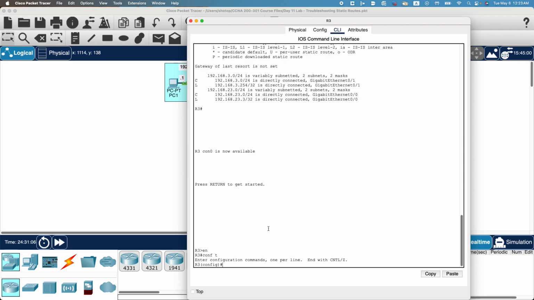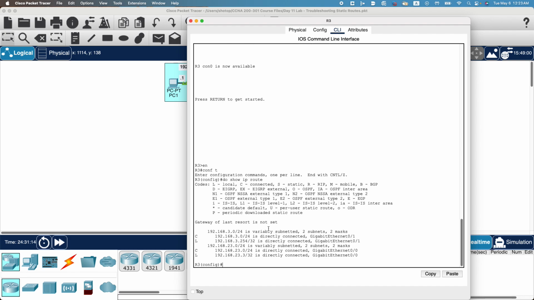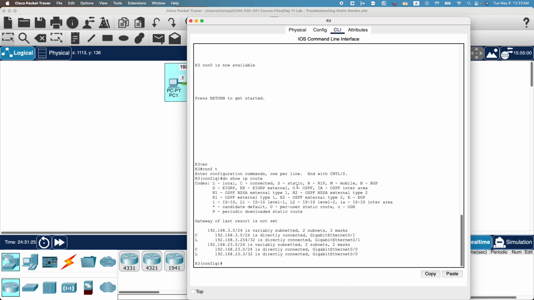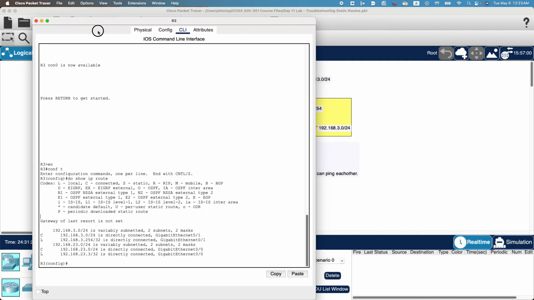I'd like to actually do this now. Do show IP route. So this thing does not have a static route. Now it says gateway of last resort is not set. Does this one say that? Yes, they do. All right, so now this one does not have a static route set.